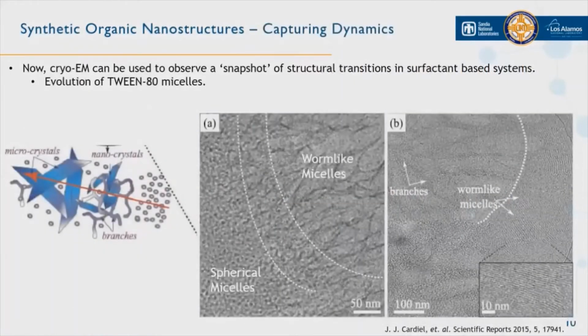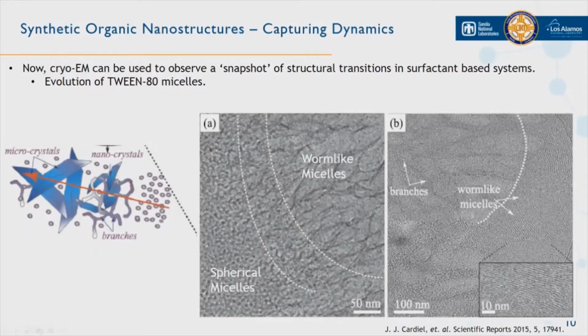We can also see how the improvement in resolution and sample preparation techniques is allowing researchers to identify even more exciting features about these types of systems. So cryo-EM can be used to capture a snapshot of dynamics and structural transitions in soft matter. So here the authors investigate biocompatible non-ionic surfactant solutions and their evolution from spherical micelles into nano and micro-sized branched networks and ultimately crystal-like structures under a simple combination of temperature and flow conditions.